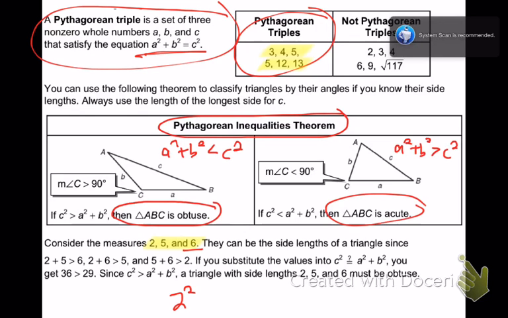So I'm going to say 2 squared plus 5 squared is what compared to 6 squared? 2 squared is 4, 5 squared is 25. So I get 29 is less than c squared, or 29 is less than 36. So that means this is going to be an obtuse triangle, because a squared plus b squared was less than c squared there. So it's the same thing as Pythagorean theorem. I'm just going to use the inequality to determine whether it's an acute or obtuse triangle.